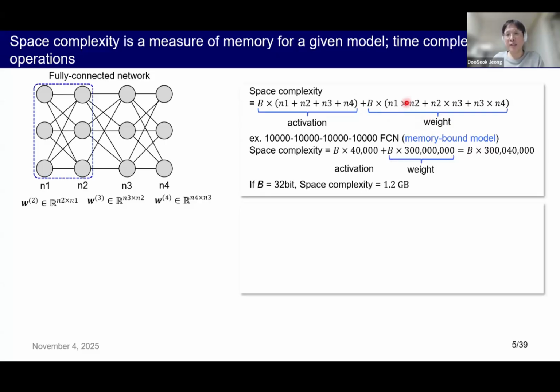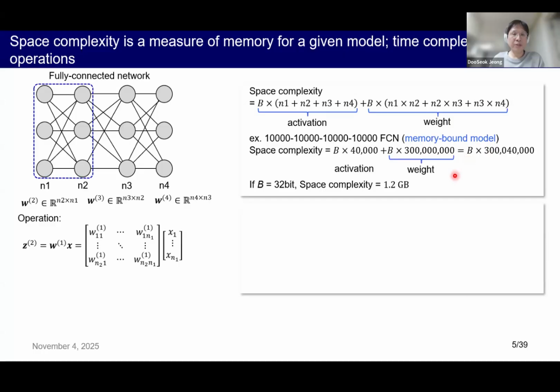So the weight is pretty heavy. This is just a simple example. You have 10,000, 10,000, 10,000, 10,000 linear layers. And if you just count the space complexity, that is about this. So what you can see is that mainly the weight is dictating the total space complexity, all right?